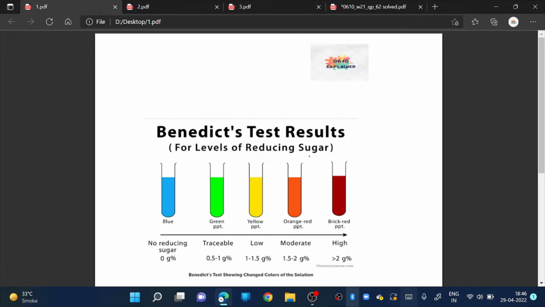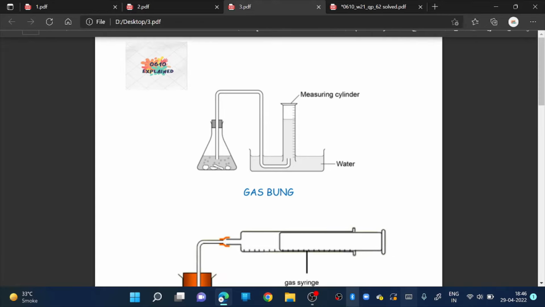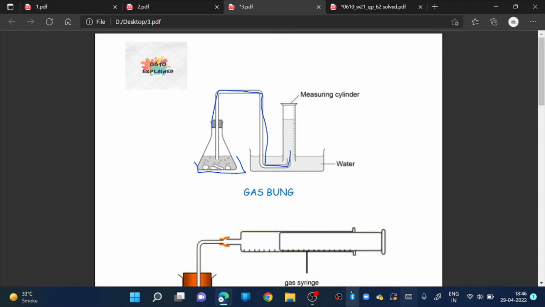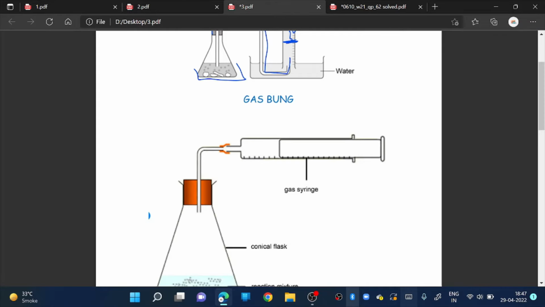So as we see here, this is called a glass bung. In this glass bung, as you can see, suppose the experiment takes place here, the gas will travel down in this position. The gas here, when we are looking at carbon dioxide, starts accumulating and the liquid will be pushed down. The more the liquid goes down, at the end of the experiment, the reading can be taken.